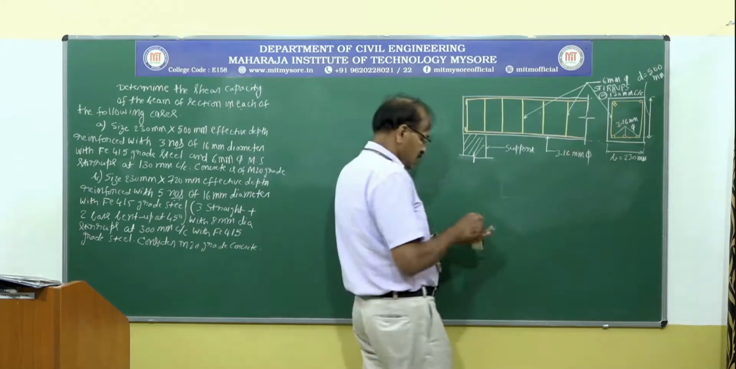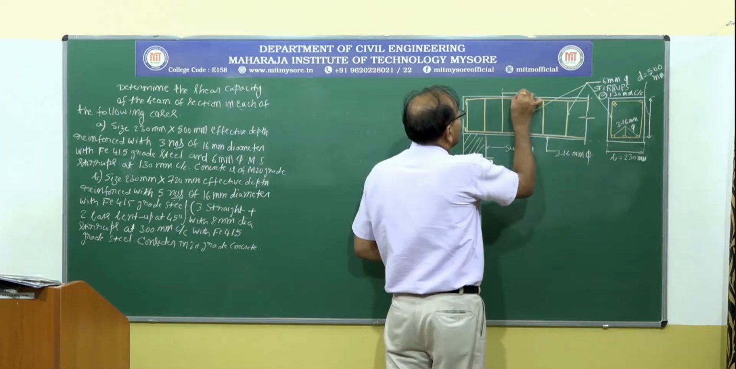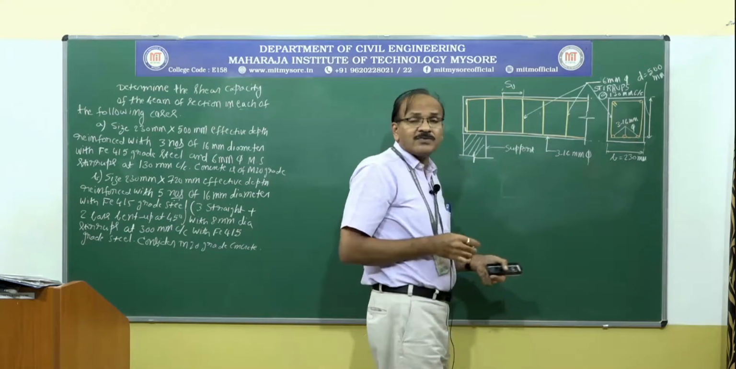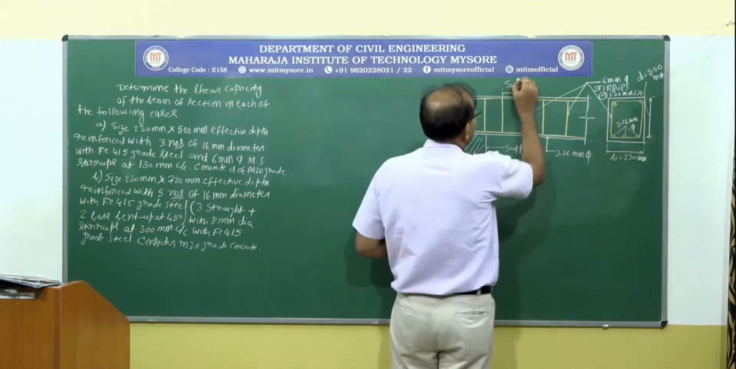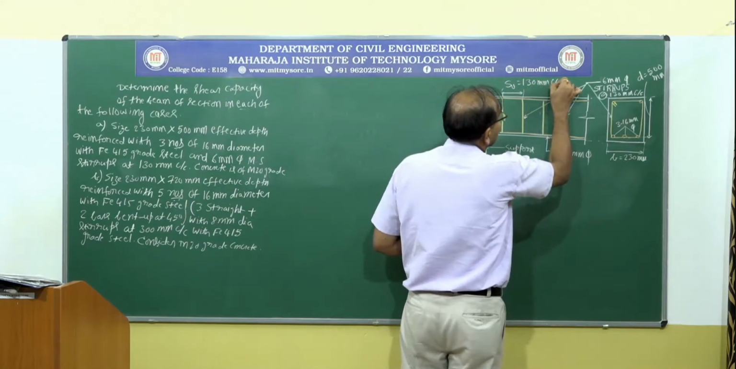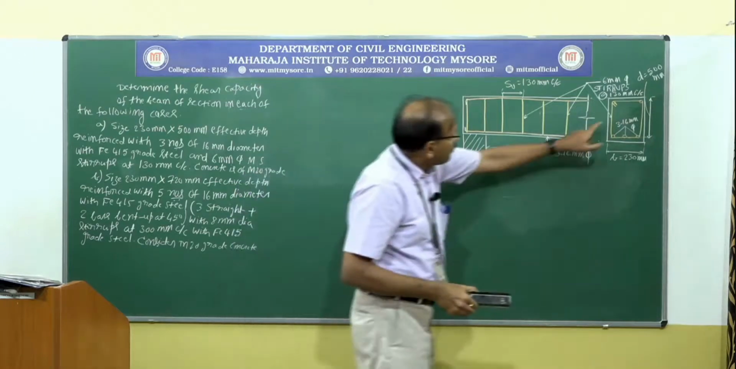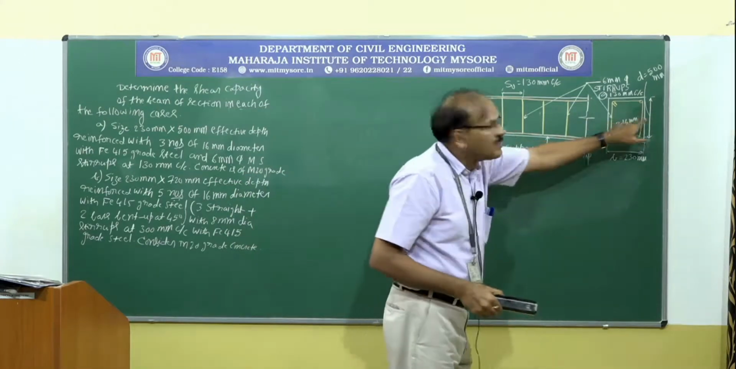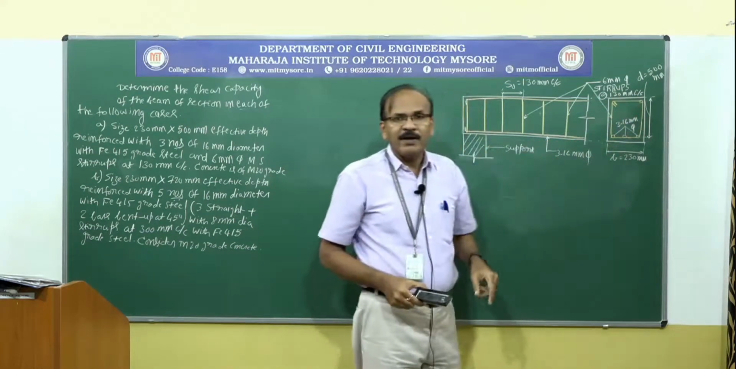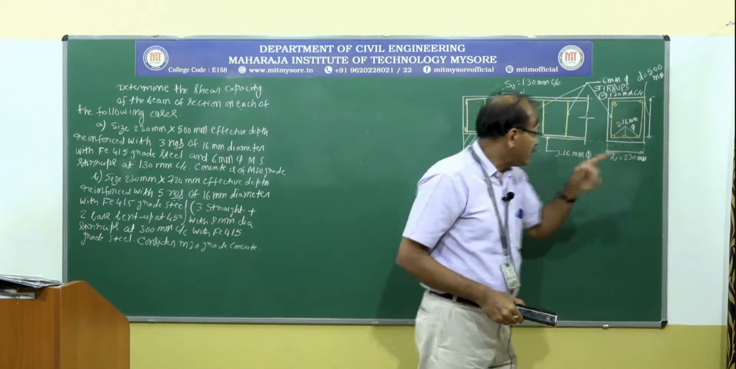So, this is 130 millimeter, and we are going to represent the spacing as S suffix V, that is equal to 130 millimeter center to center. And we have 2 legged stirrups. So, if you take one stirrup ring, it has 2 legs. Is it clear to you?